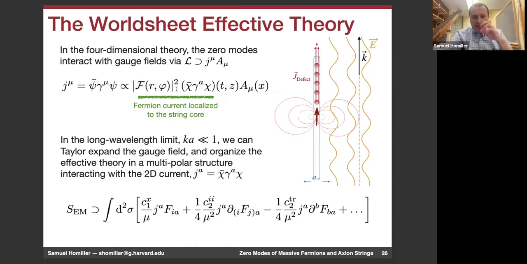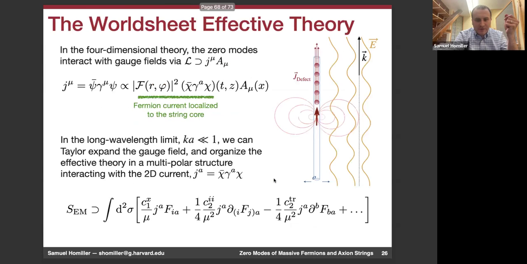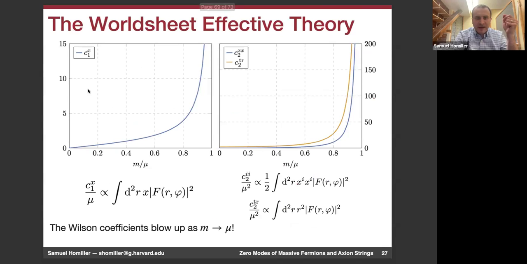And essentially what happens is now for long wavelengths, I can look at this effective field theory and organize these interactions as higher multipole moments. And you can see what you expect to happen from looking at these profiles. For the massless case, you expect there to be no multipoles. There's just a monopole interaction with the fermions on the string. But as I go from here, it's clear that I'm going to have some higher multipole moments. And so you can solve for those from these profiles, and expand this whole thing in this 2D world sheet effective field theory, and then ask what the Wilson coefficients of these things look like.